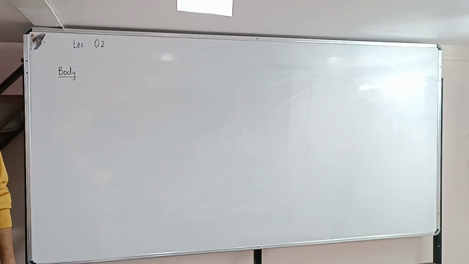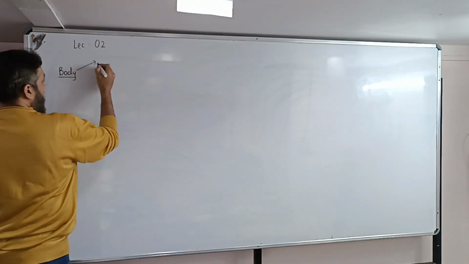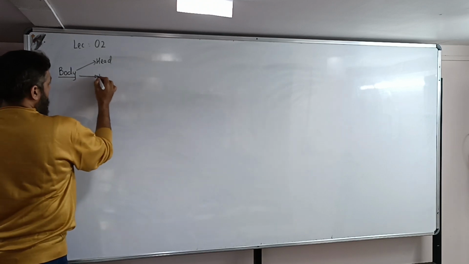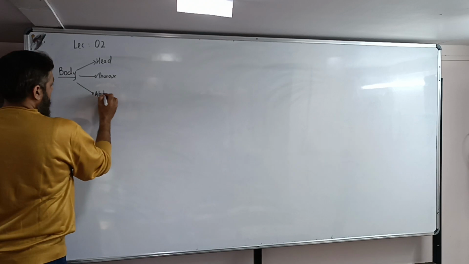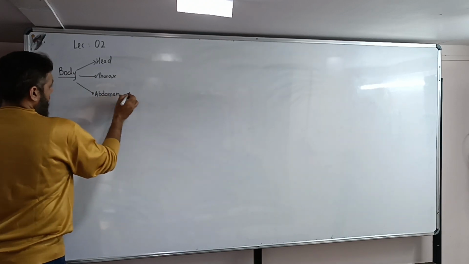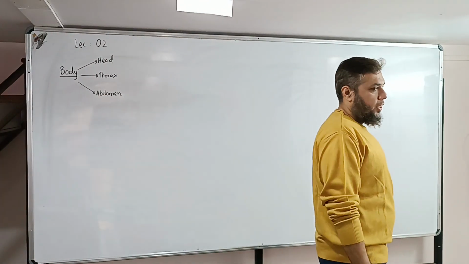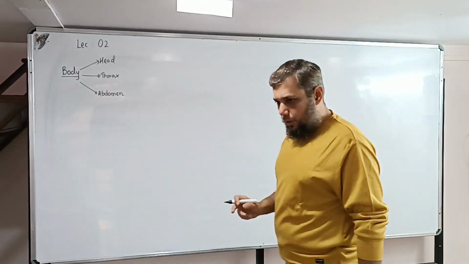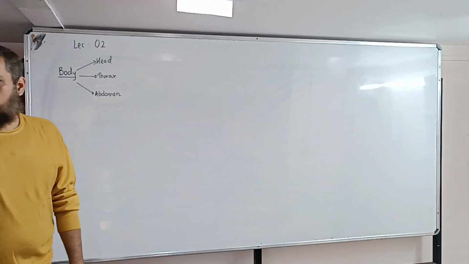The body is divided into three parts. What are the three parts? Tell me again. Head, thorax, and the abdomen. And the abdomen of Periplaneta is 9 segmented or 10 segmented?